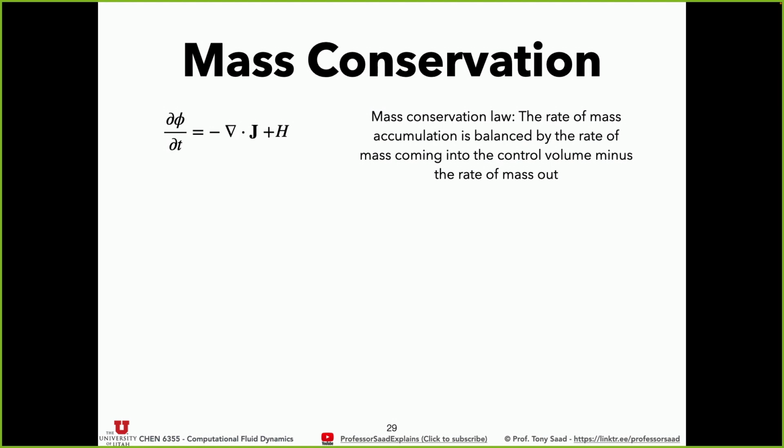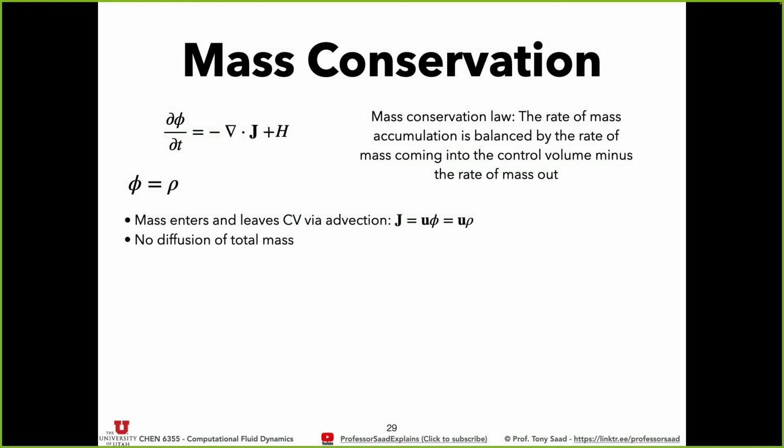Remember, this is our general conservation law. This is usually called a continuity equation as well in mathematical circles. For mass, phi was equal to rho. And mass enters and leaves the control volume via advection. So J is U times phi, or essentially U times rho. There's no diffusion of total mass. Mass does not diffuse unless you have species transport, but the total mass doesn't diffuse. It's just transported, okay? And then no source terms.